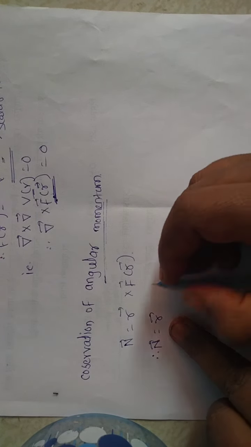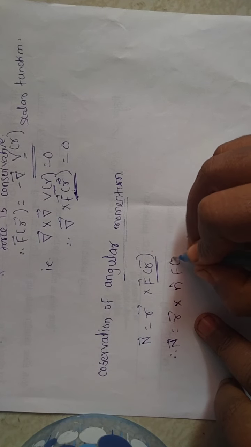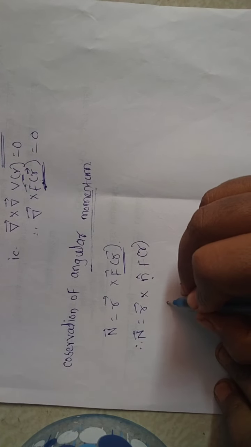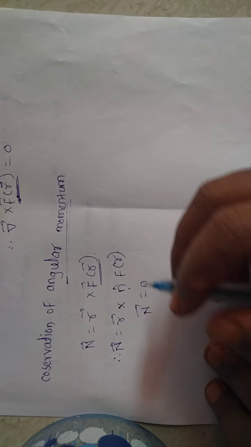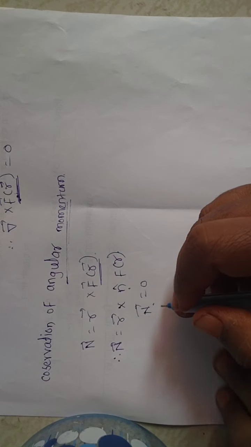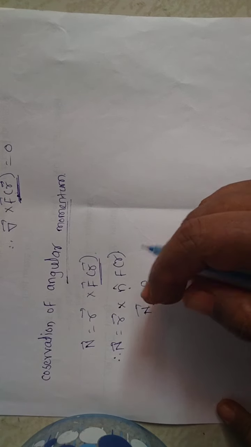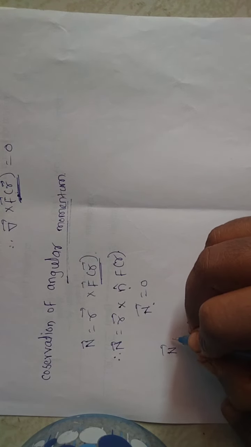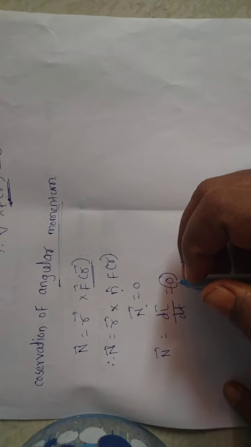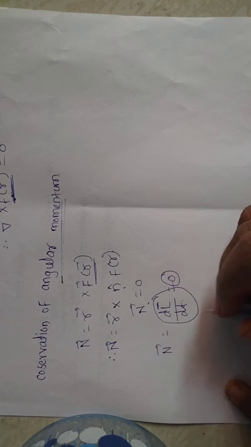I will put the value from this equation: the central force is n cap f of r. What is n cap? It is the radius vector along r bar, so the torque due to the central force acting on the object of mass m is 0. Thus the torque on the particle is 0, and the torque is the rate of change of angular momentum. So the rate of change of angular momentum is 0, because the derivative of a constant is always 0. So L bar is constant.